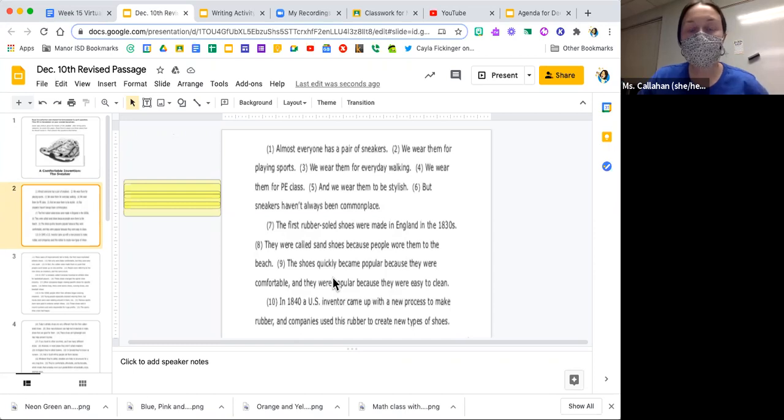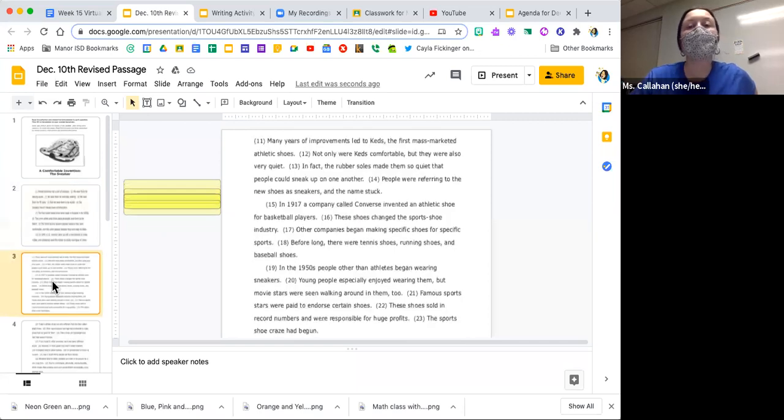The shoes quickly became popular because they were comfortable, and they were popular because they were easy to clean. In 1840, a U.S. inventor came up with a new process to make rubber, and companies used this rubber to create new types of shoes. Many years of improvements led to Keds, the first mass-marketed athletic shoes. Not only were Keds comfortable, but they were also very quiet. In fact, the rubber soles made them so quiet that people could sneak up on one another. People were referring to the new shoes as sneakers, and the name stuck.